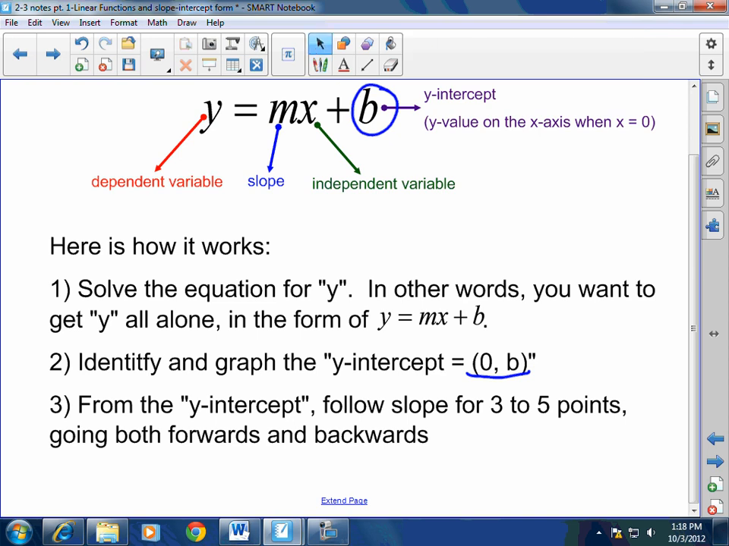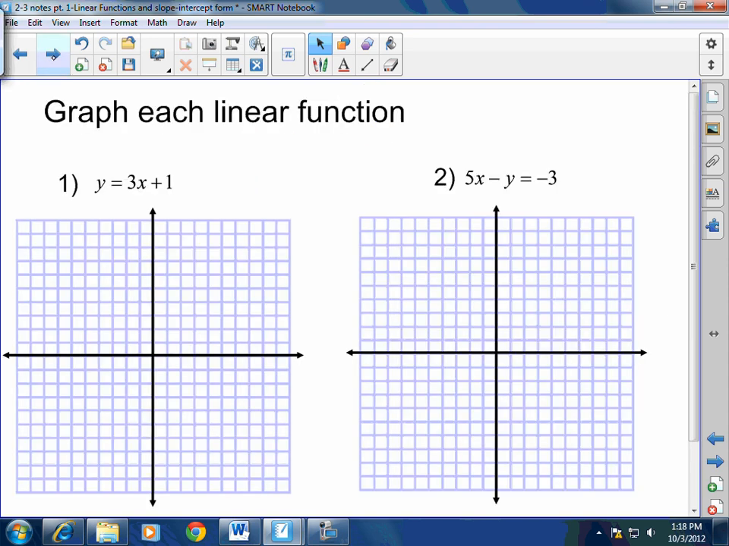This is my favorite thing to do in math. I absolutely love this because it's just so darn easy. All right, boys. For example, number 1, are you already solved for y? Okay, thank you. What is the y-intercept here?